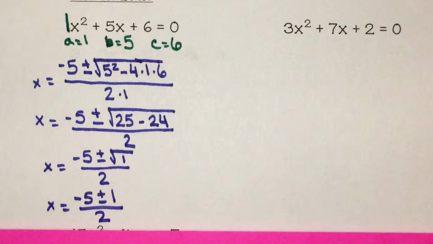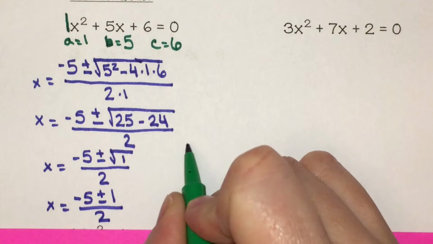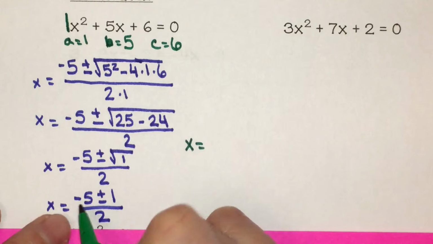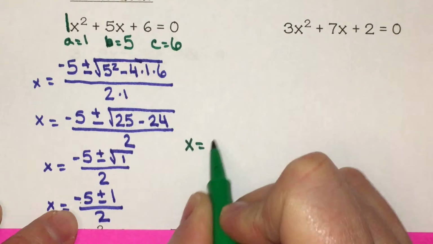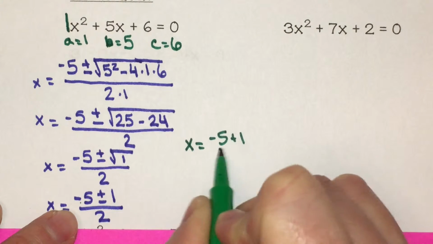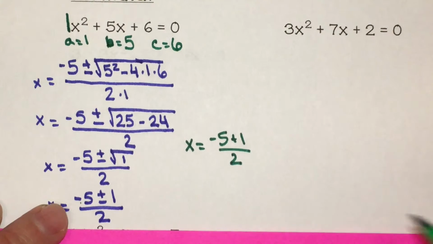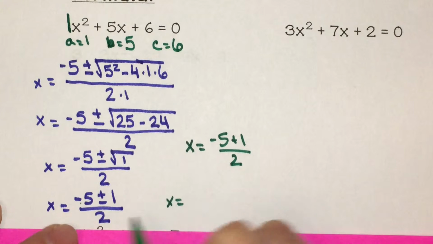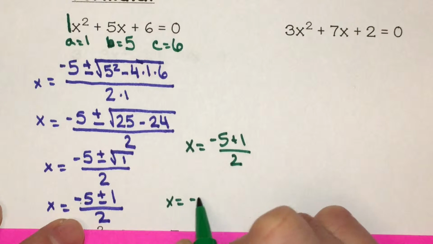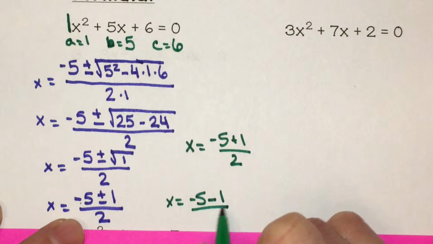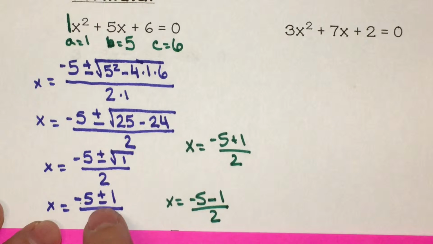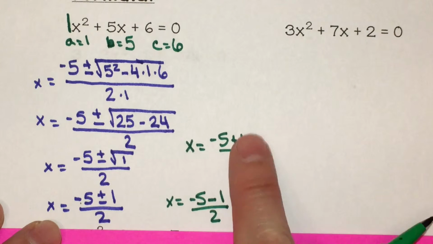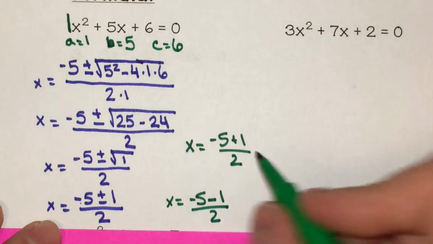And now what I'm going to do is find my 2 x values. So x is equal to negative 5 plus 1 over 2, and x is also equal to negative 5 minus 1 over 2. So you have to do both. You have to use the plus and the minus. So you're going to get 2 different answers for what x is equal to.